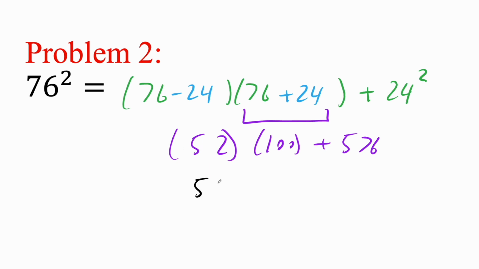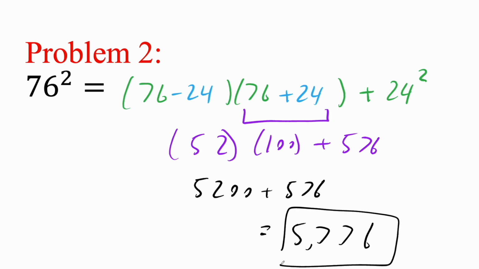So we're going to have 5,200 plus 576 is equal to, okay, we have 0 plus 6 is 6, 0 plus 7 is 7, 2 plus 5 is 7, and we have our 5. So our final answer is 5,776. And that's pretty much it for this video.